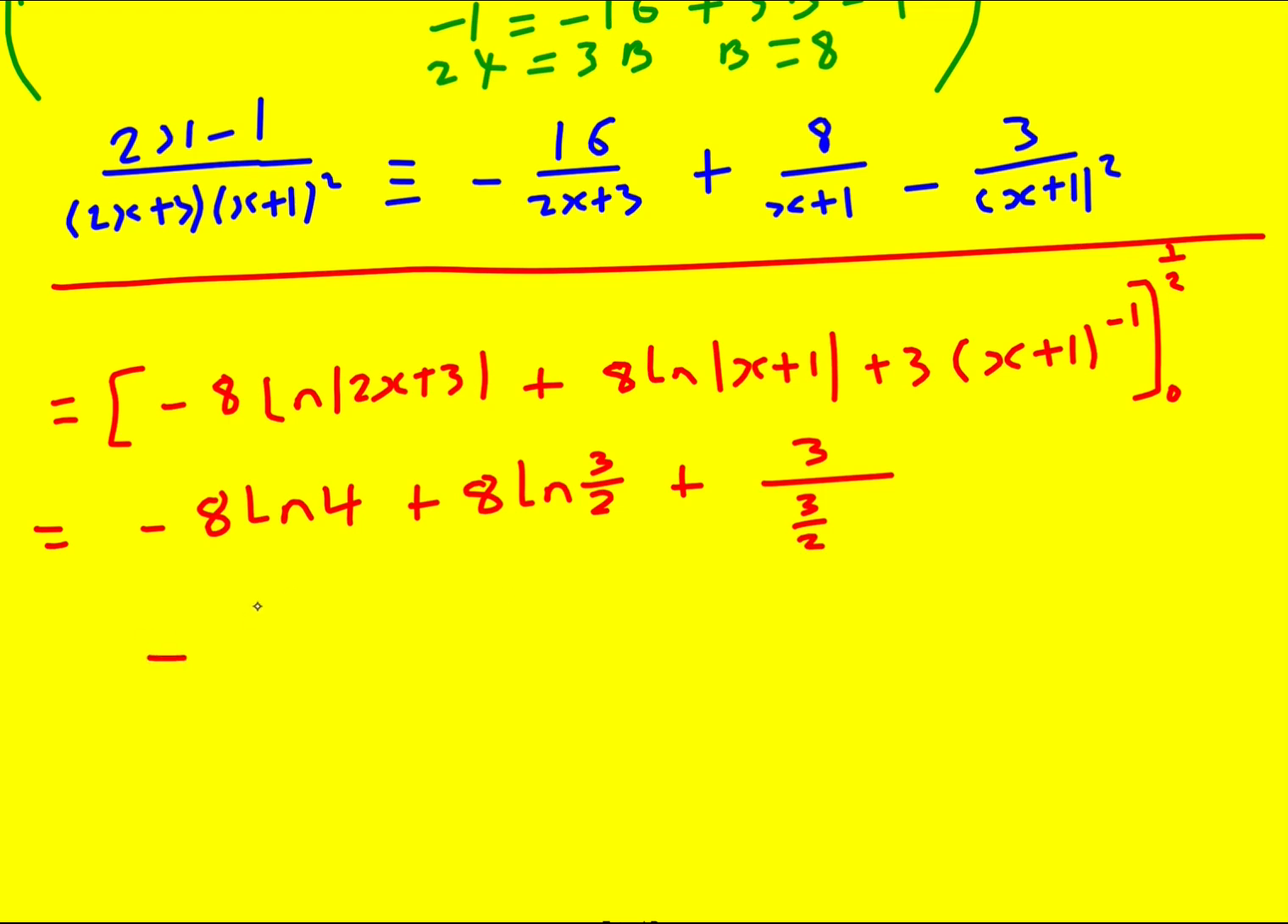Then I'm minusing, put this in a big bracket, minus 8 ln 3 plus 8 ln 1. Can immediately get rid of that because log of 1 using any base is always 0, plus 3 over 1.